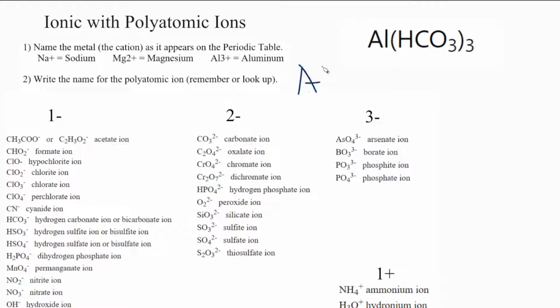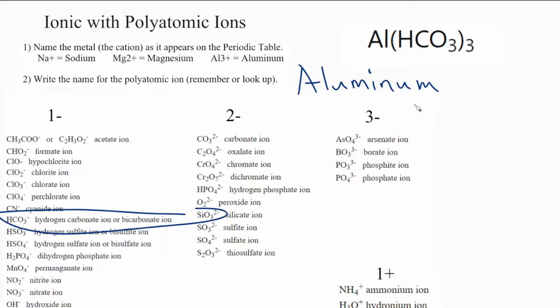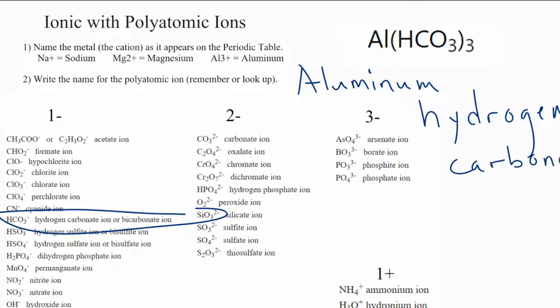So you write aluminum, and then this you just know you're going to have to look it up. HCO3 right here. This is hydrogen carbonate ion. So we call this aluminum hydrogen carbonate. You have the metal and then you have the polyatomic ion, and you either memorize those or you look them up on a table of polyatomic ions. And in the app, you can find this table here as well if you need to use that.